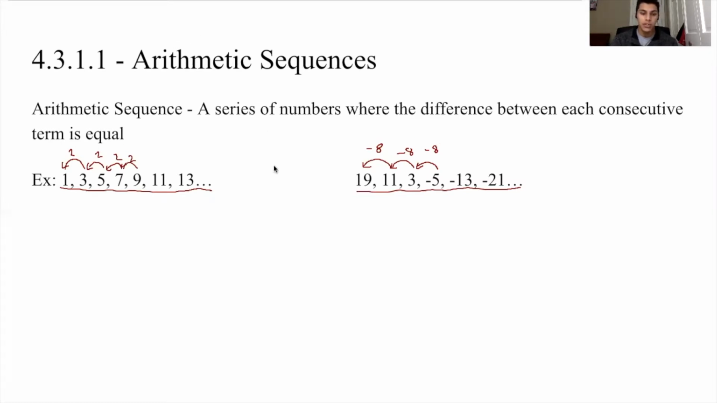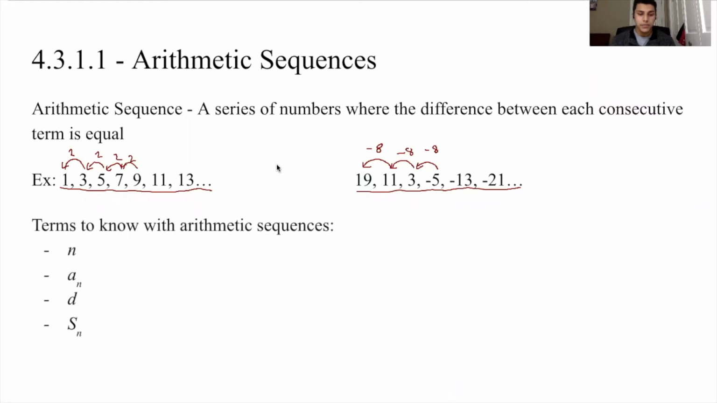Then some terminology we have to know about arithmetic sequences are these 4 variables here. So we need to know what these represent. First, the letter n, when we're referring to any sequence, represents what number term of the sequence we're describing. So if I was saying n equals 5, then that would be referring to the 5th term in the sequence. Then an, so it's a with n here, is referring to the value of that term. So a5 would be the value of the 5th term in the sequence.